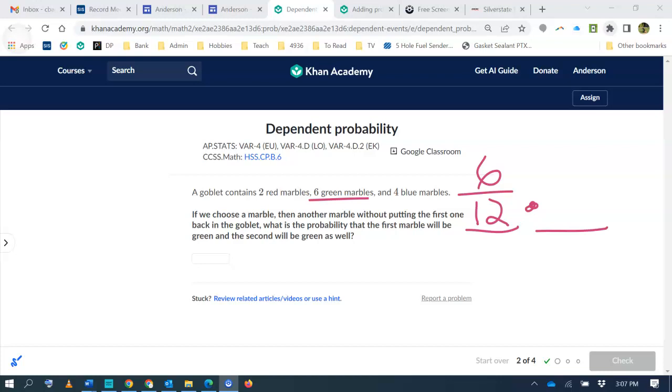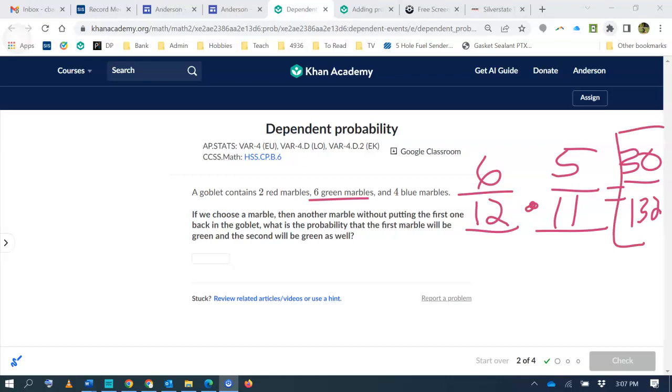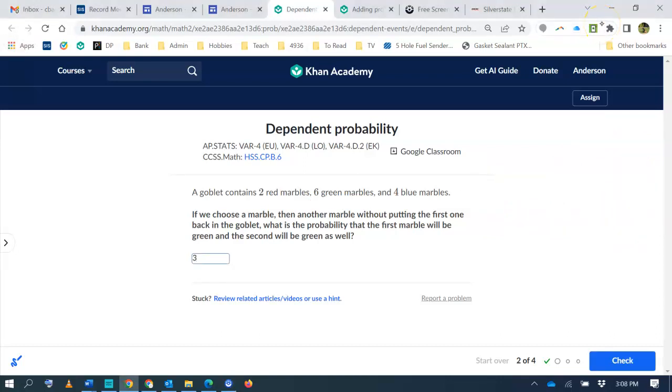The second pull, what are the chances that we get a green again? Well, we pulled 1 green out, so we only have 5 left. We also pulled out 1 marble, so we have 11 marbles left over. Do some math. 5 times 6 is 30. 12 times 11 is 132. And you could simplify that. You could divide both by 2 at the very least. But I do believe you can just type this answer. 30 over 132. Let's check that. And there we go.